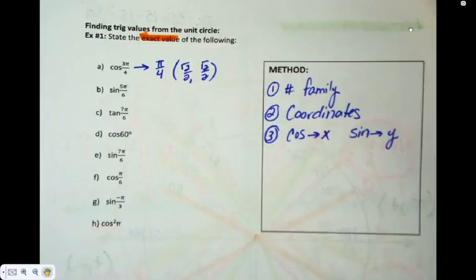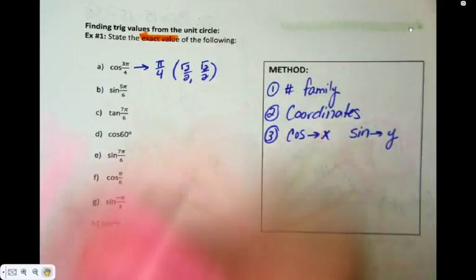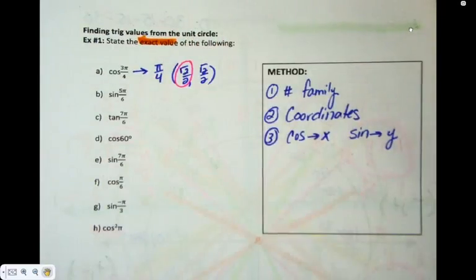What's the easiest way to remember which is cos and which is sine? Alphabetical. X comes before y, cos comes before sine. A is asking for cos, so I only have to worry about the x coordinate. It's nice with pi on 4 because they're the same.